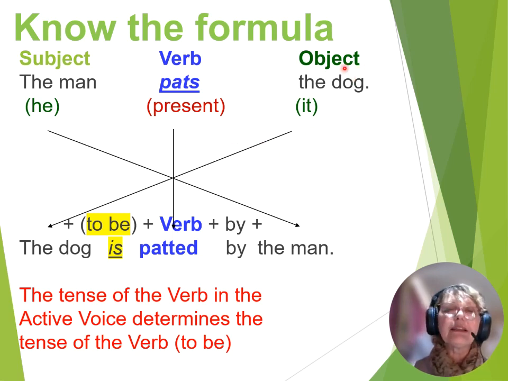Now we take the object and we put it at the beginning here. And we start with the dog. Now, because it's a dog, it would say it is, because this is present tense. So the dog is, and then you can't just say pats. It's the correct present tense form. The dog is patted by the man.